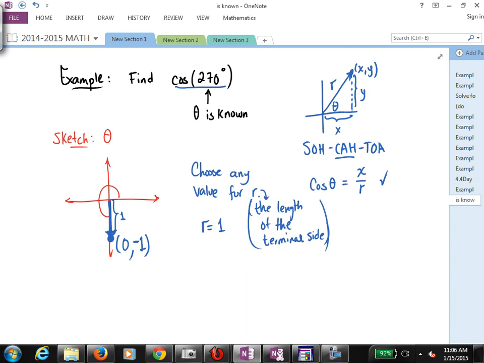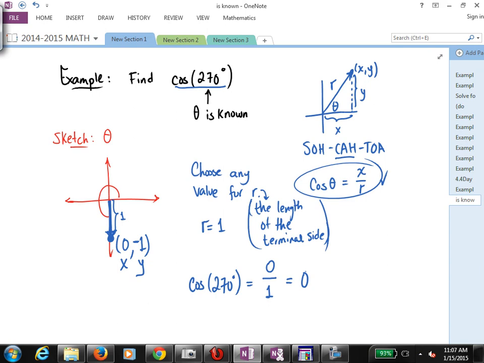Based on this, this is x, this is y, and I already found out that cosine of theta was x over r. So now evaluate cosine of 270 with the sketch. The x value is what? 0. What is the r that I chose? 1. So what is 0 divided by 1? 0.